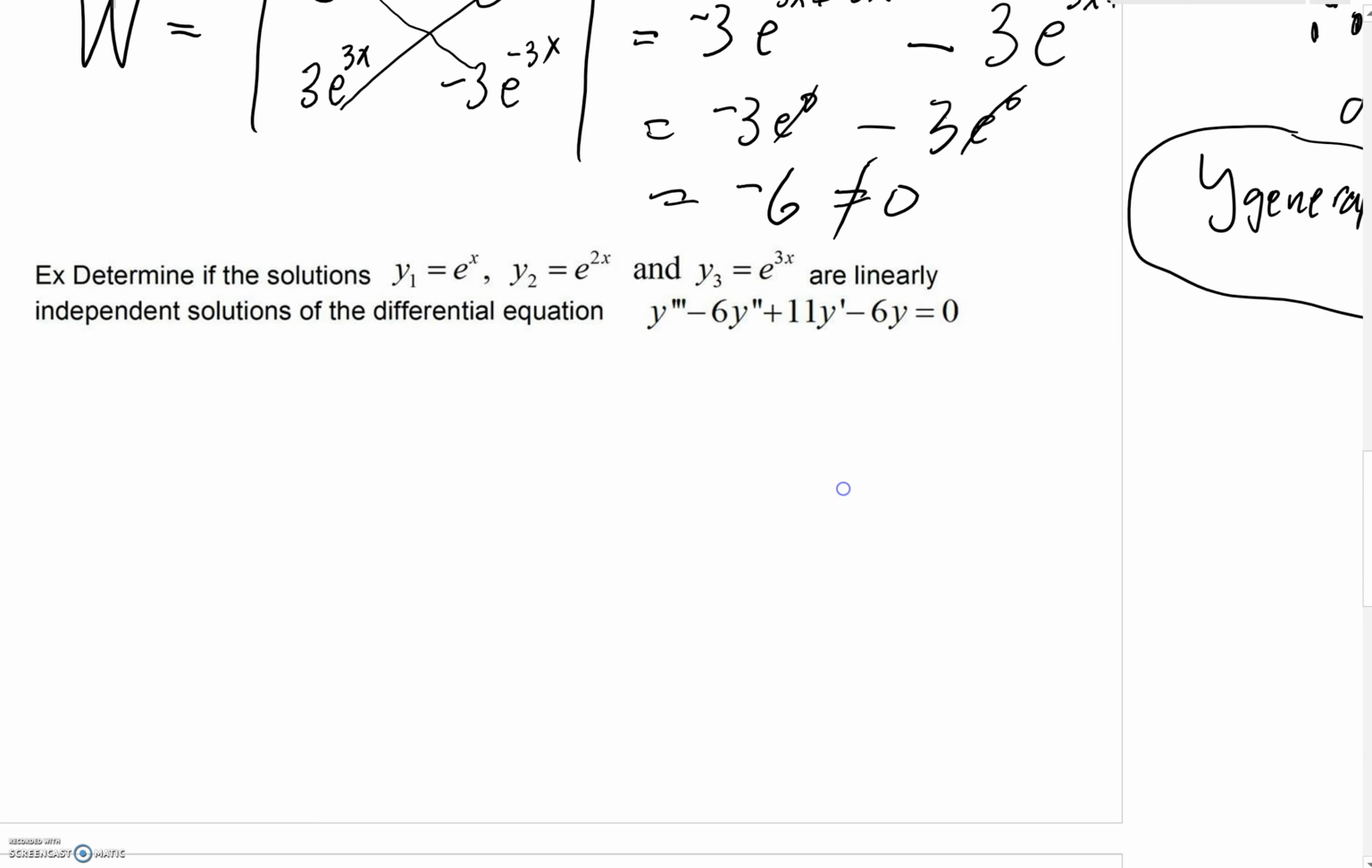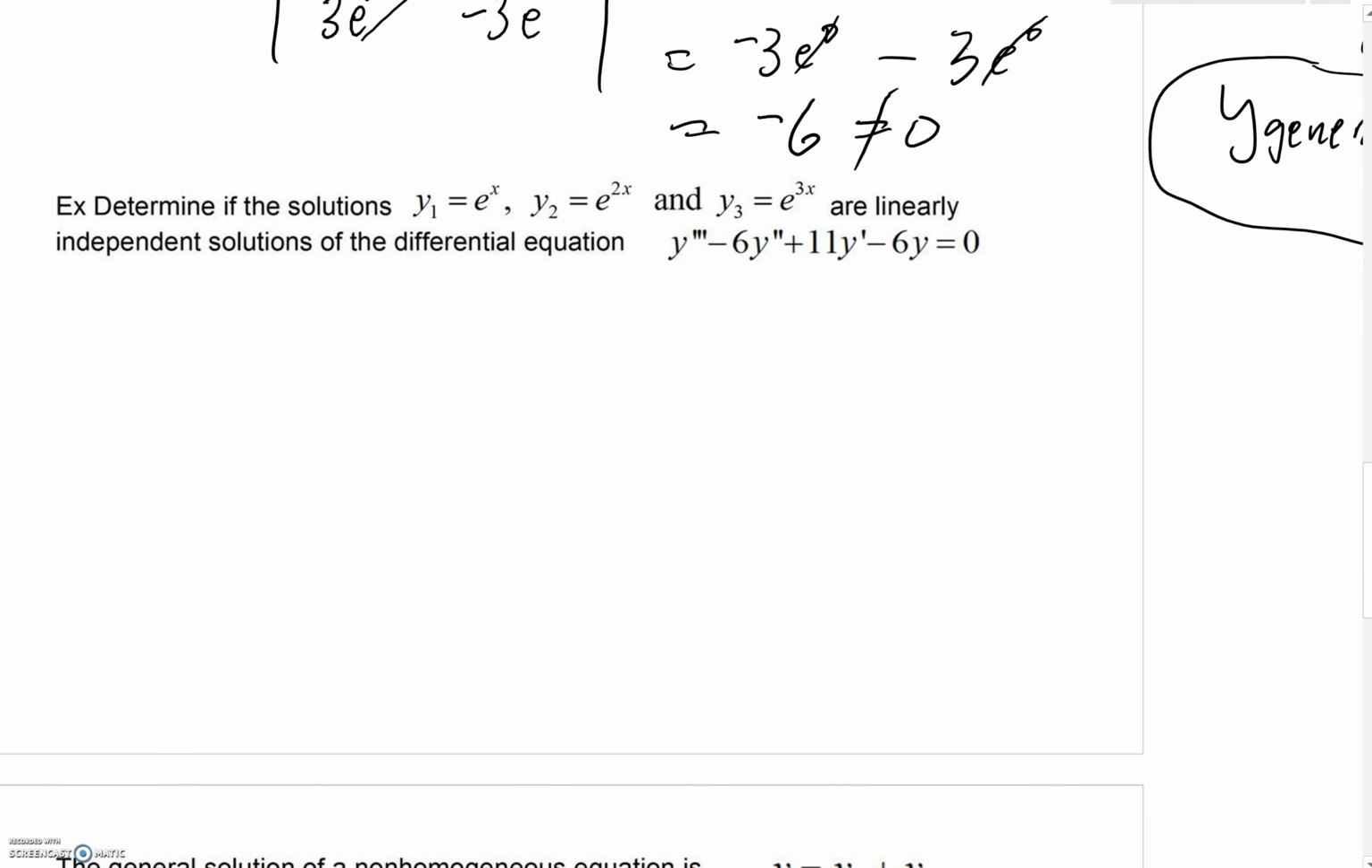Let's very quickly take a look at this last one. And they're saying, hey, we have solutions. They're telling us e to the x, e to the 2x, e to the 3x. They're all solutions. But determine if they are linearly independent solutions. Look at this, a third order differential equation right here.